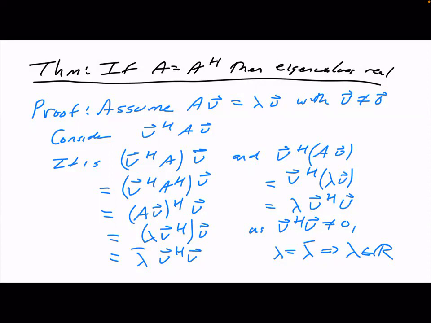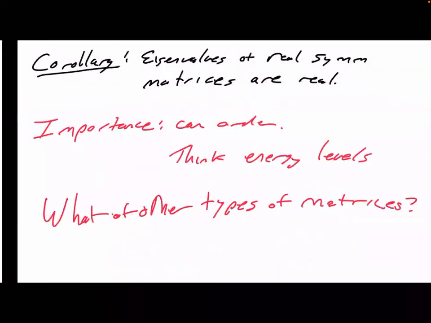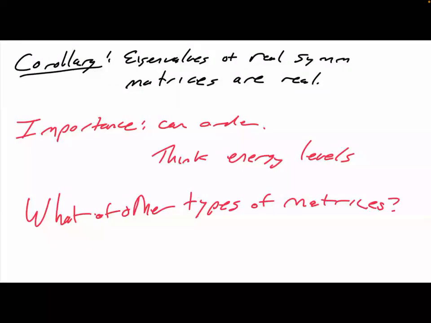The most general type of matrix that people look at to get theorems like the principal axis theorem would be normal matrices. Out of curiosity, has anybody done normal matrices? That's where you commute with your complex conjugate transpose. Okay. So a corollary is the eigenvalues of real symmetric matrices are real because a real symmetric matrix is just a complex Hermitian matrix with real entries. So, if you're a real matrix and you're symmetric, you're trivially Hermitian. So we talked about why this is important. We can order things, thinking of energy levels.